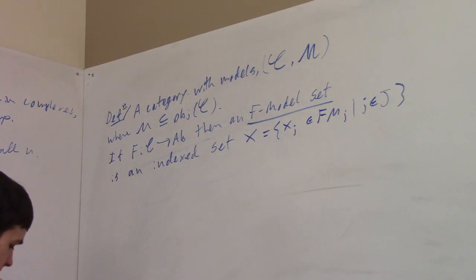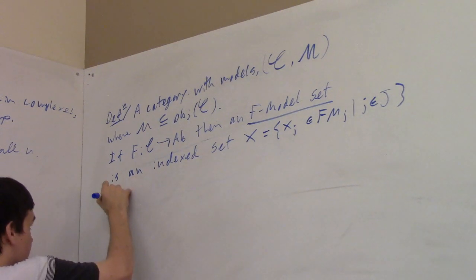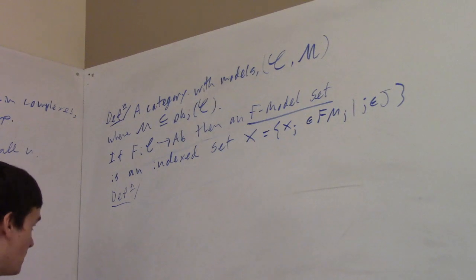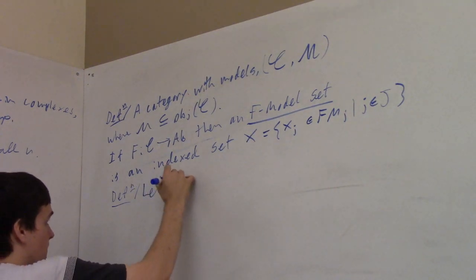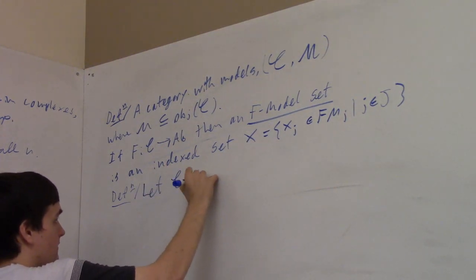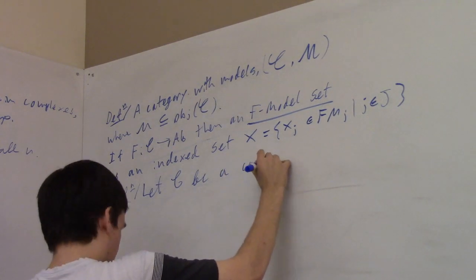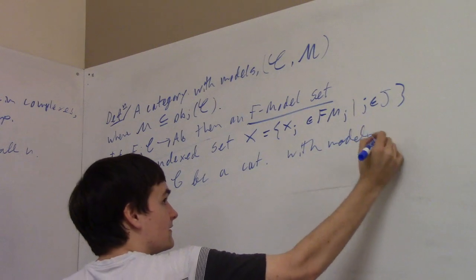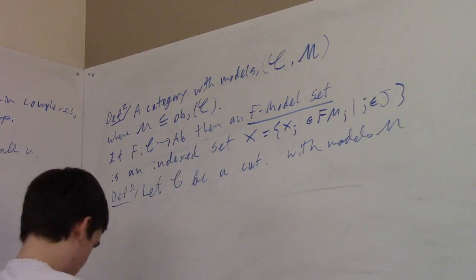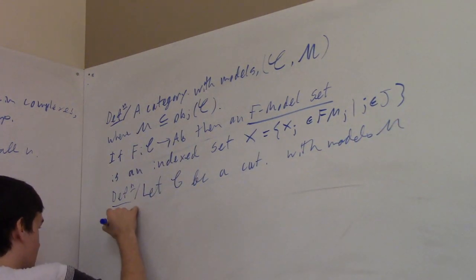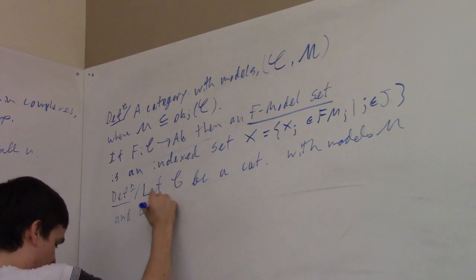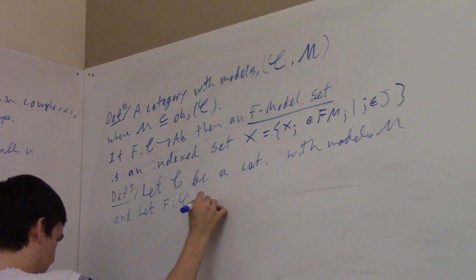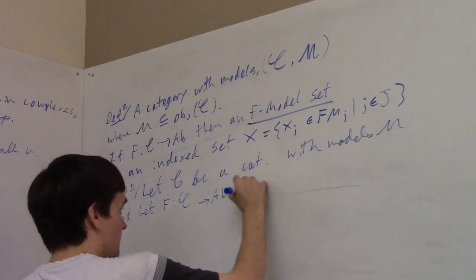Okay. So then we have another definition. Let's see. The category with models, and let F from C to AB be a functor.